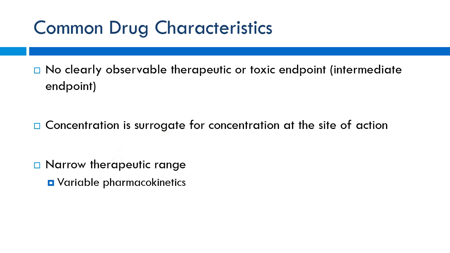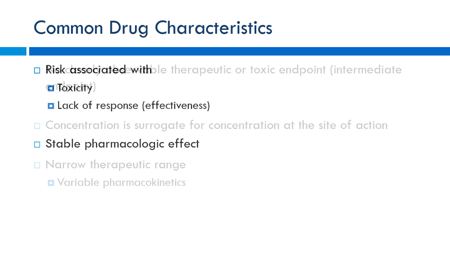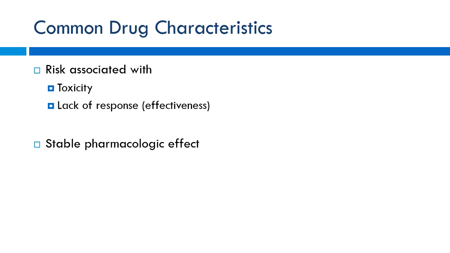And again, these drugs are going to have narrow therapeutic indices, with lots of variable pharmacokinetics. If a patient's renal function changes, or liver function changes, it's going to definitely affect these drugs pretty dramatically. So anyway, there's typically going to be some risk associated with these drugs. From a toxicity standpoint, if the levels are too high, obviously you can see problems from that.